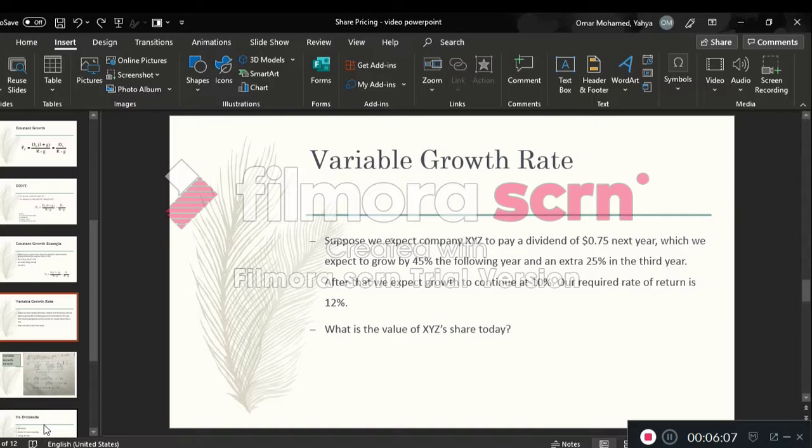So suppose we expect company XYZ to pay a dividend of 0.75 next year, which we expect to grow by 45% the following year and an extra 25% in the third year. After that, we expect growth to continue at 10%. Our required rate of return is 12%. What is the value of XYZ's shares today?